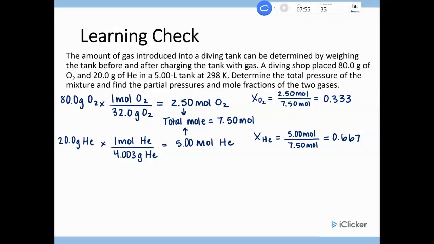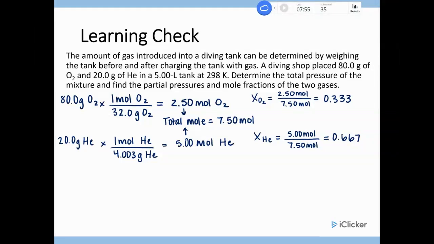Now, there are a couple different things that we could do and get different processes to get to the same answer. We have moles of helium. We could find the partial pressure of helium by using PV equals nRT and using just the moles of helium. That would give us the pressure of just helium. And we can do the same thing for oxygen. We have the pressure of helium, the pressure of oxygen, add them together, that will give us total pressure.